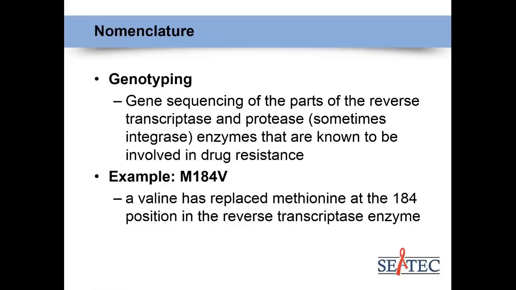When we talk about genotyping, we're actually doing gene sequencing of the parts of the reverse transcriptase and protease enzymes that are known to be involved in drug resistance. Sometimes we'll even test the integrase enzyme, but that is the type of test it is. It's quite expensive. To give you an example of the results, when you have a mutation, we talk about that in this format: a letter, a number, and another letter. M184V is a common mutation we deal with. What that means is that the wild type HIV virus, which is not resistant, has a methionine at position 184 in the reverse transcriptase protein, and that has been replaced with a valine in the mutant strain. So that's just understanding the terminology.